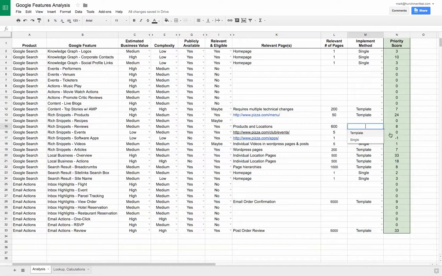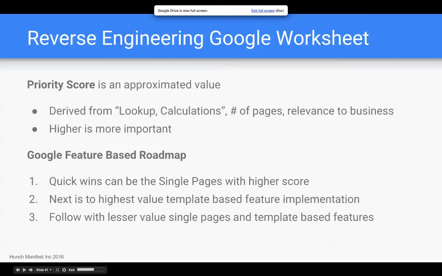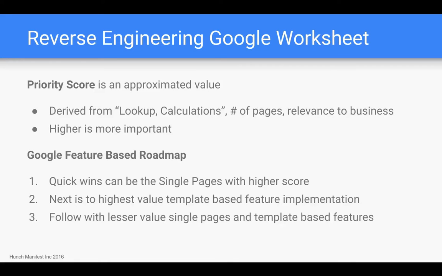Products and locations. This is template based. So here you go. So this is kind of your roadmap, and the way I would look at it is to take the priority score, take the derived lookup from the lookup and calculation fields here, the number of pages relevant to business. Understand that higher is more important. And you can think of those single pages with the higher score as quick wins. So they're not going to provide the most value, but it's something that you can get done very quickly in less than a day. Next to that is the higher value template-based work. And so you want to look through those templates according to that priority score.